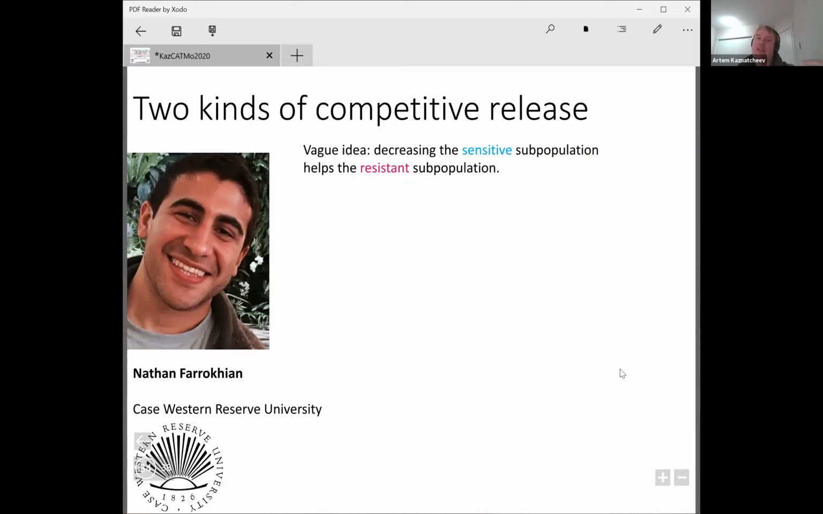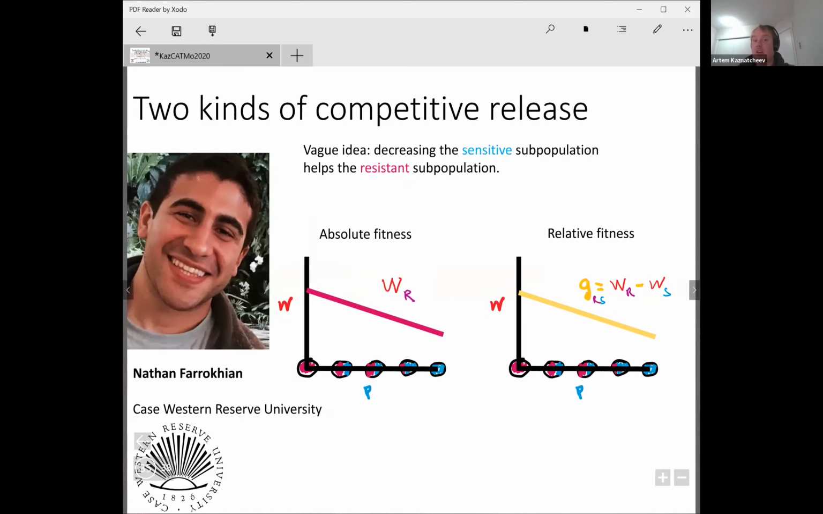But now that we're directly measuring and representing these games, what will this look like formally? Well, there are two ways that we can go. We can do an absolute fitness definition or a relative fitness definition of competitive release. If we look at the absolute fitness definition on the left here, it means that the fitness function of the resistant type has a downward slope. So as the proportion of sensitive increases, the fitness of the resistant decreases.